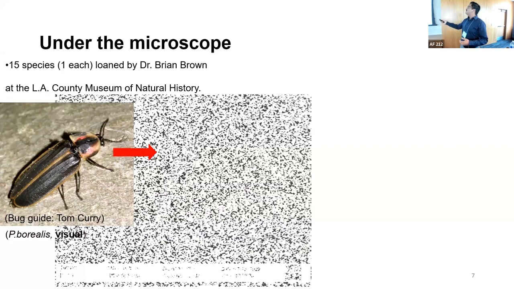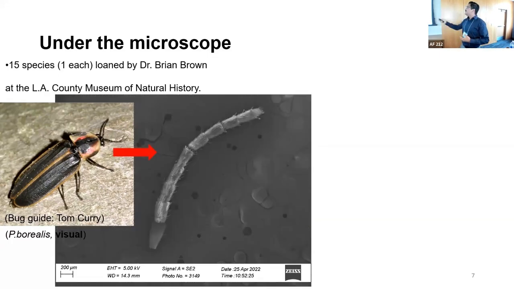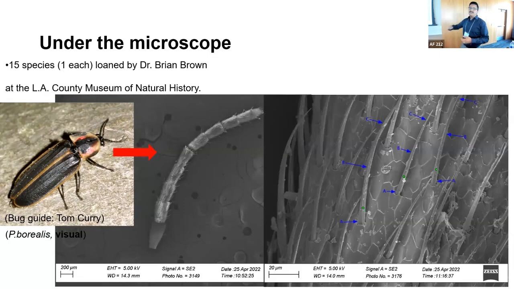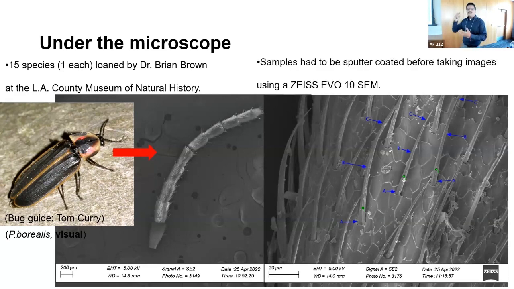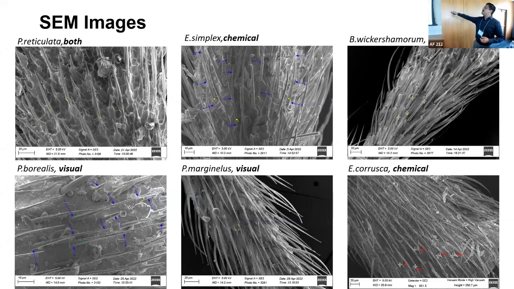What we did was isolate an antenna from our samples and place it under a scanning electron microscope and zoom in very far into this antenna and produce these pretty cool images. They helped us not only measure the lengths and the widths of our sensilla, but also characterize them as either olfactory or mechanosensilla. And these are some of the images that we were able to produce.